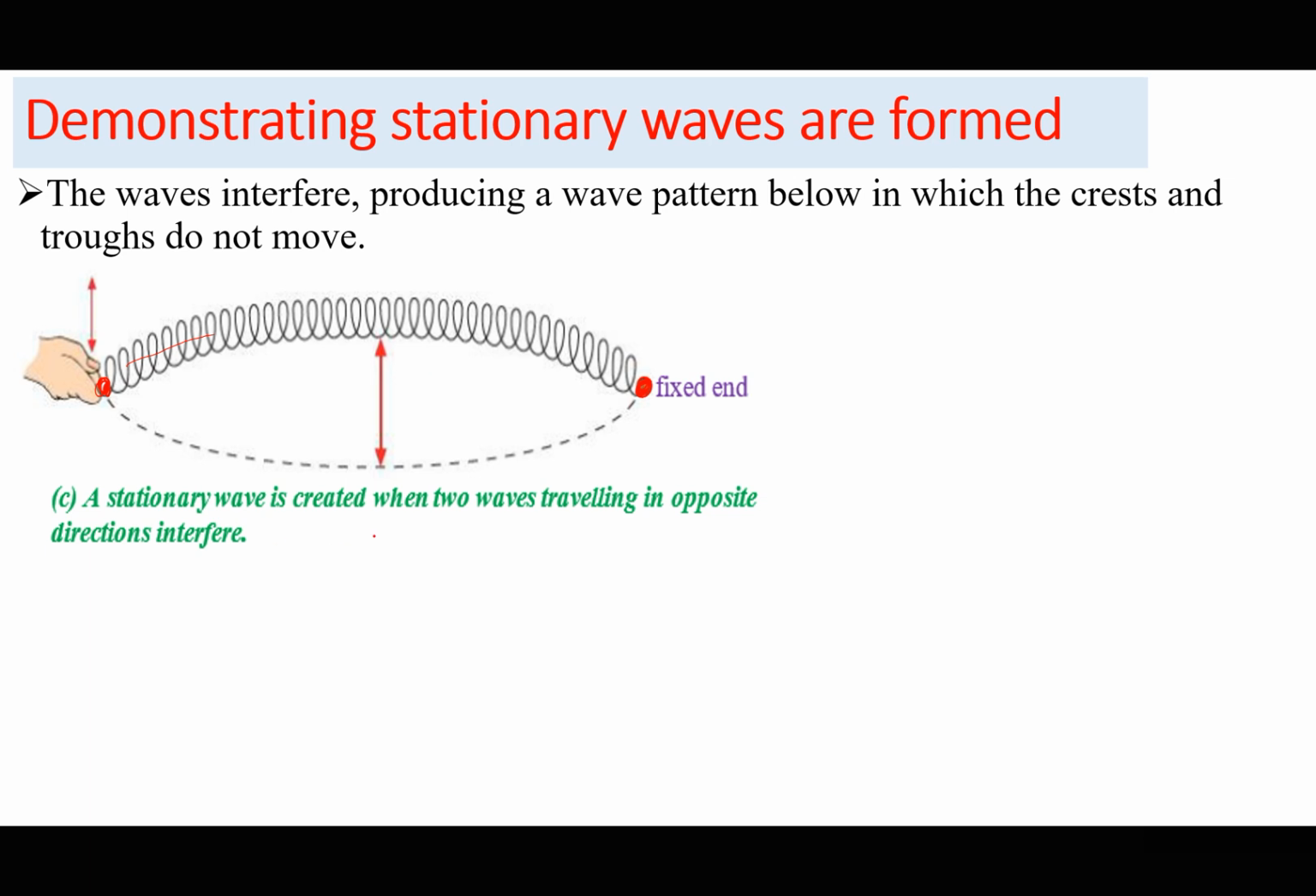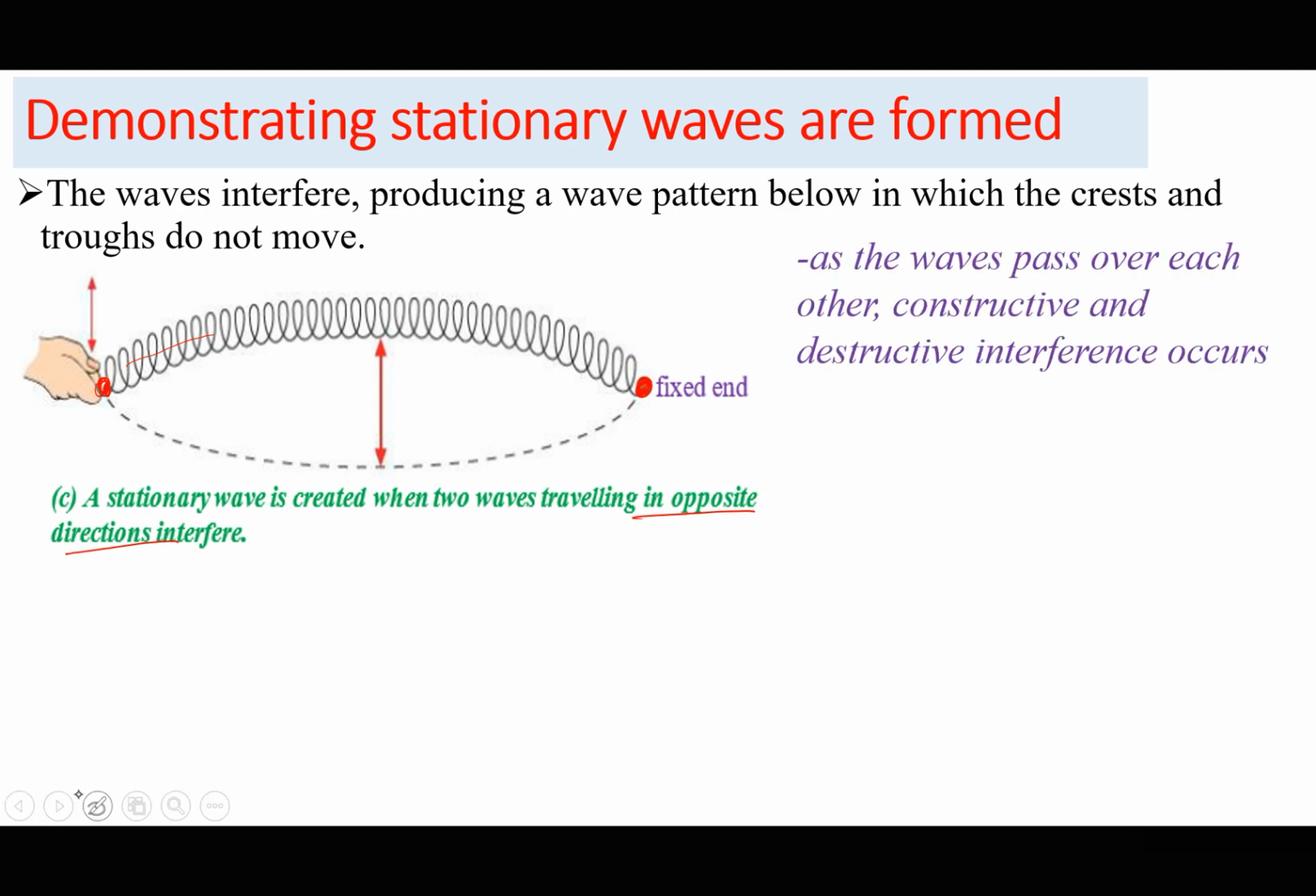So we say a stationary wave is created when two waves traveling in opposite directions interfere. The incident wave was moving in one direction and the reflected wave was moving in the opposite direction. They had the same amplitude, same frequency, and they met at a point. So they have undergone what we call interference, resulting in what we are calling a stationary wave.